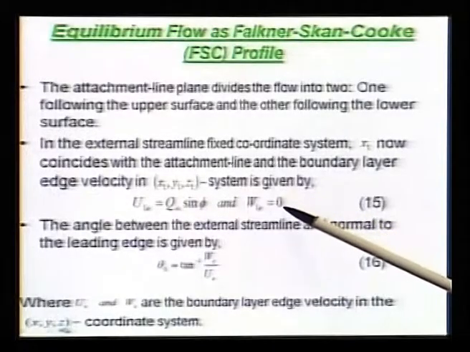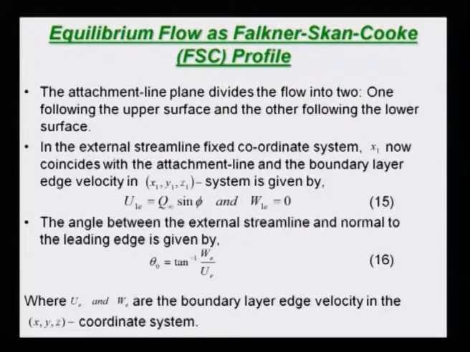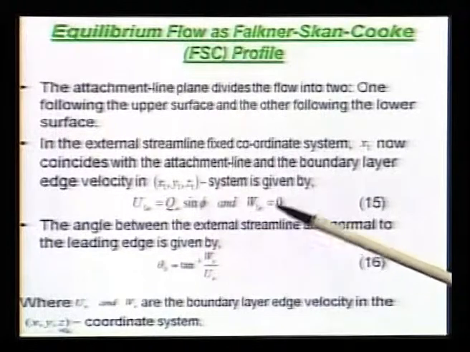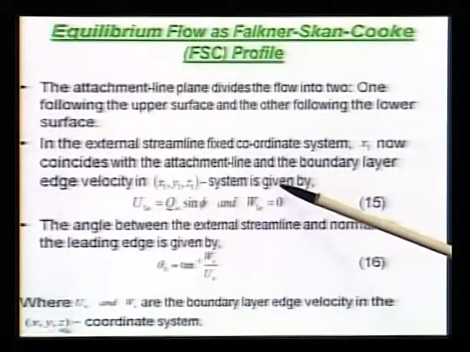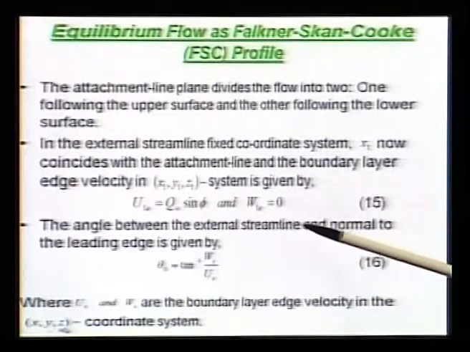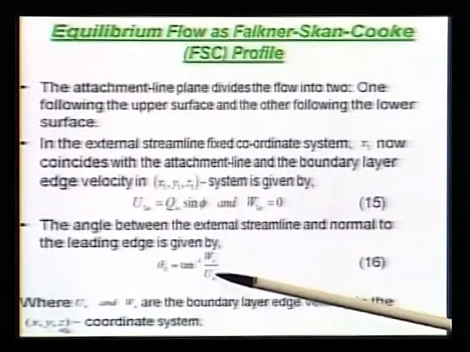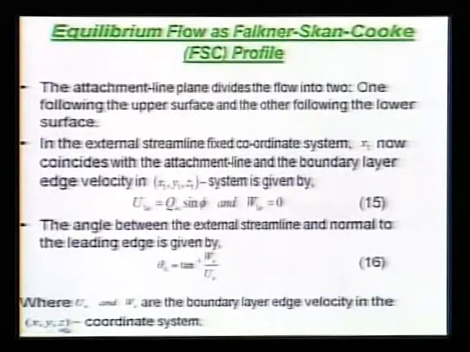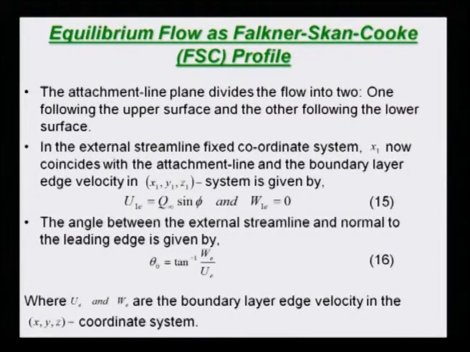What happens to this? This has to be equal to 0, because you are in the streamline direction. So, you cannot have any other component. Flow is along the streamline. So, that is what you have here, and there is no cross component. That is it. And the angle between the external streamline and normal to the leading edge is given by tan inverse of We by Ue. So, this is again going back to your wing fixed coordinate system. So, the wing fixed coordinate system component defines your theta naught. Okay.